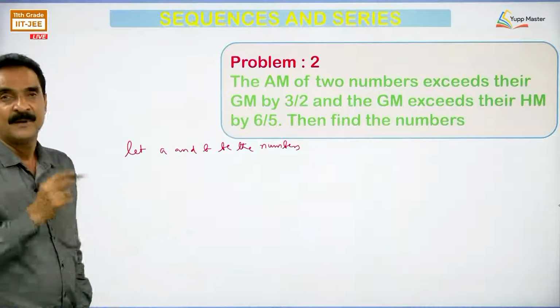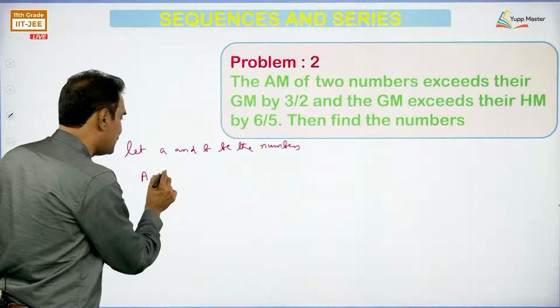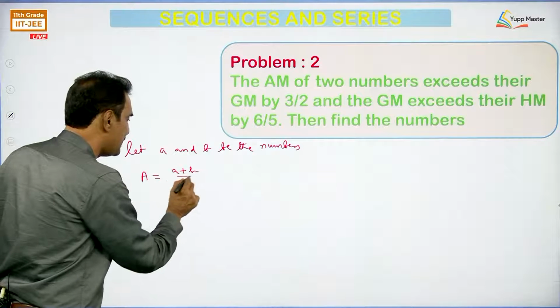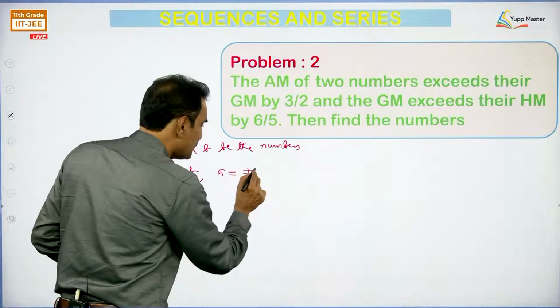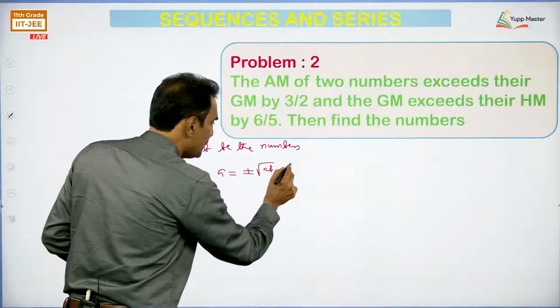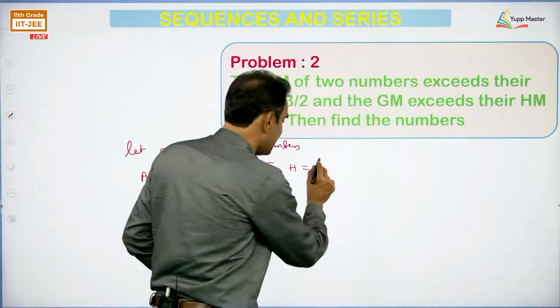Okay, and let A be the arithmetic mean. Arithmetic mean is (A+B)/2. G be the geometric mean. Geometric mean is plus or minus root AB. Let H be the harmonic mean. H is equal to 2AB/(A+B).